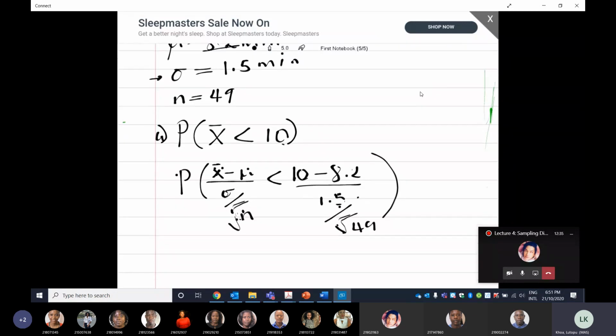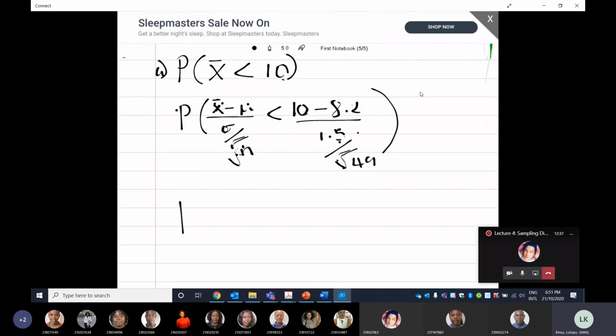So I'm sure you have calculators with you. Can we work this out and somebody tell me what we will get? So here, the first one, x bar minus mu divided by the error, sigma over the square root of n, this just gives us z. Now the reason we standardize it is so that we can read our values from the standard normal table. Okay, so this one over here, 10 minus 8.2 divided by 1.5 divided by the square root of 49. Can somebody work that out and let me know what you get?